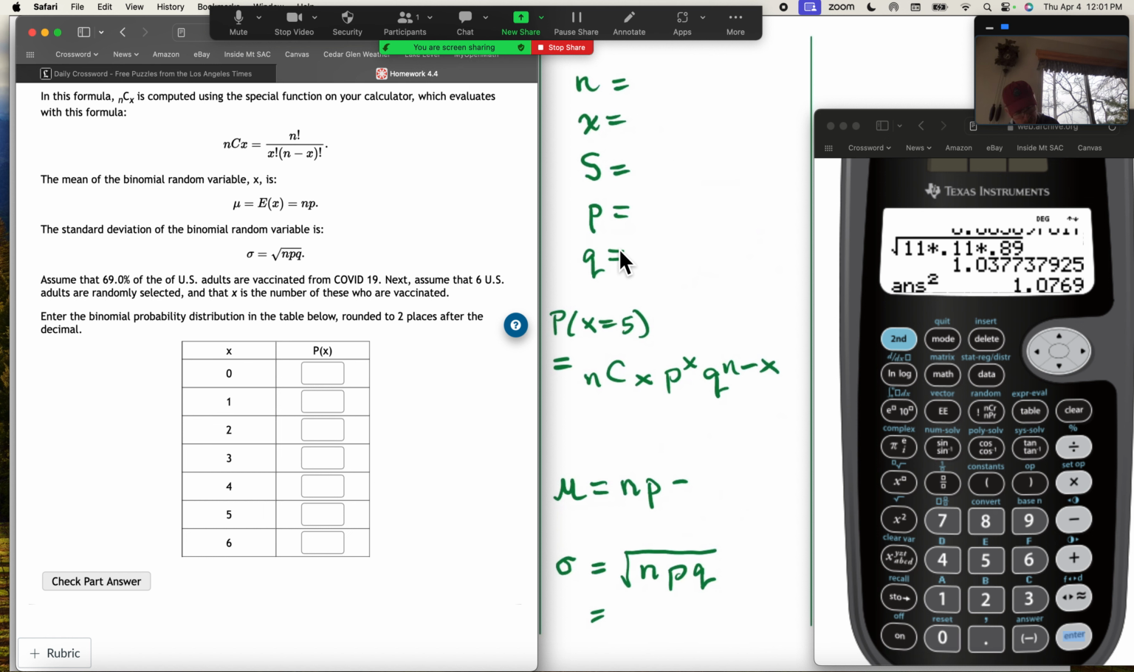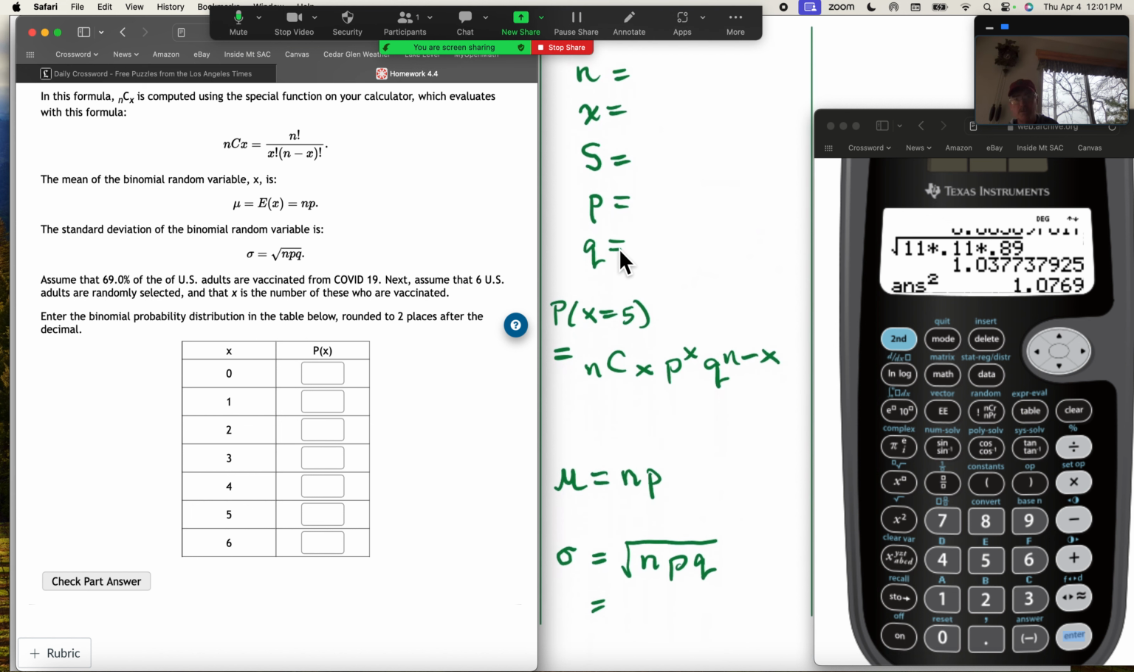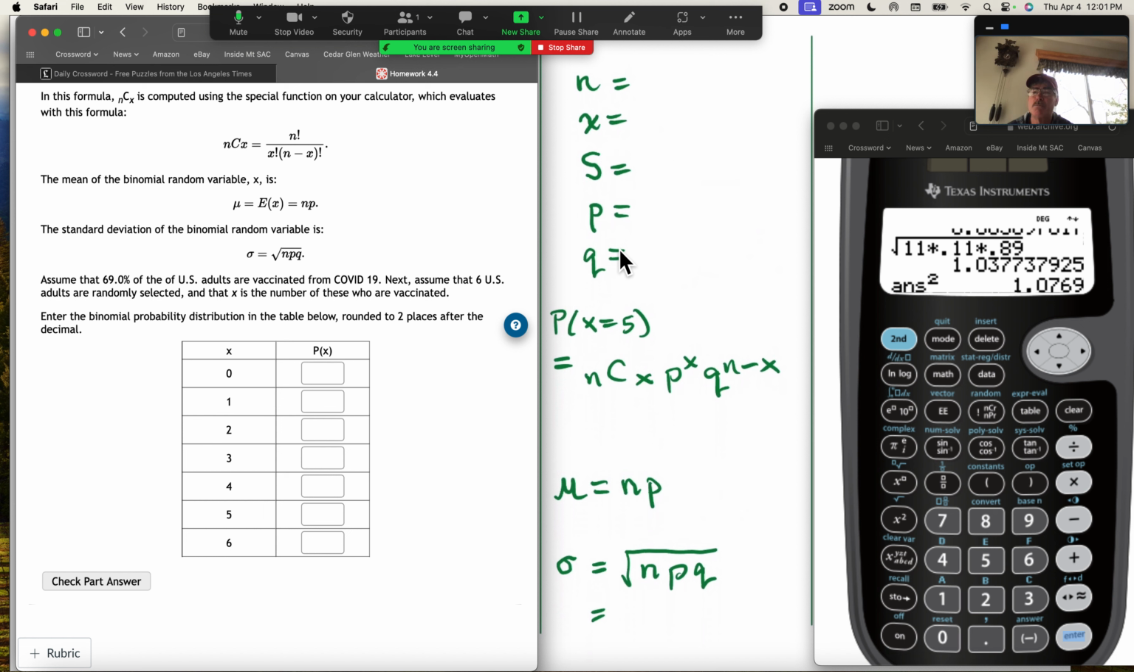Okay, so on this one it says 69% of the U.S. adults are vaccinated from COVID-19. That's going to be a success. So we'll call that success as a vaccine. Okay, and looks like we're picking 6 adults randomly, so n is 6. Okay, we're going to do all the x values from 0 to 6.